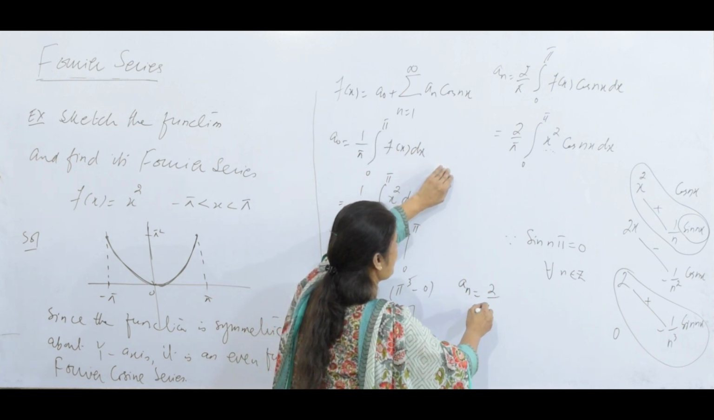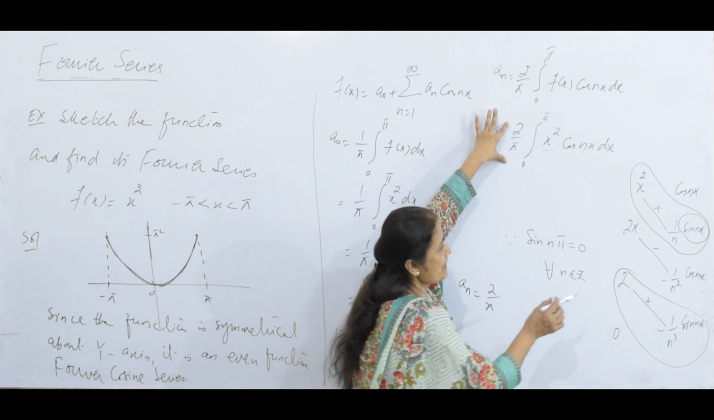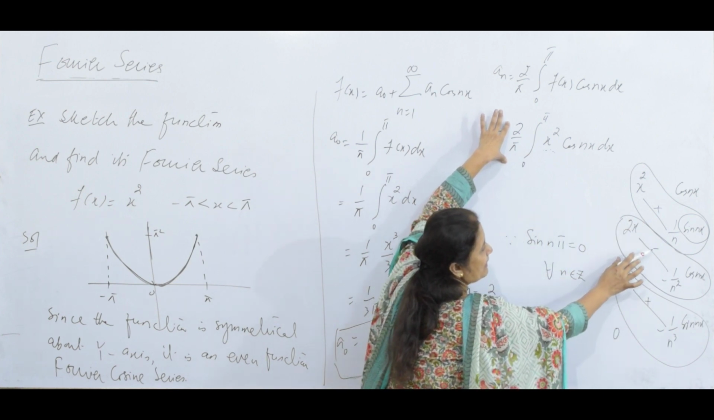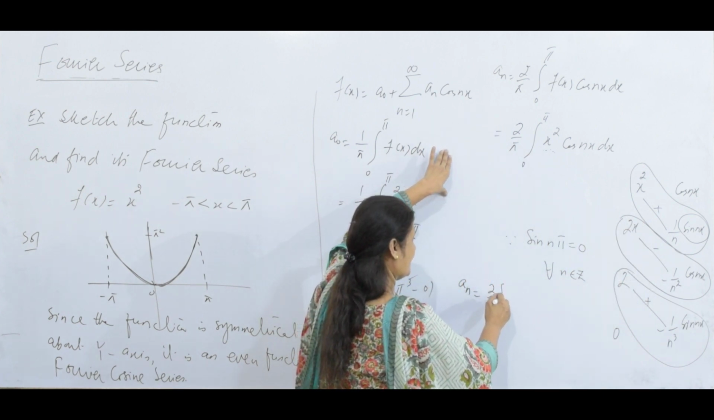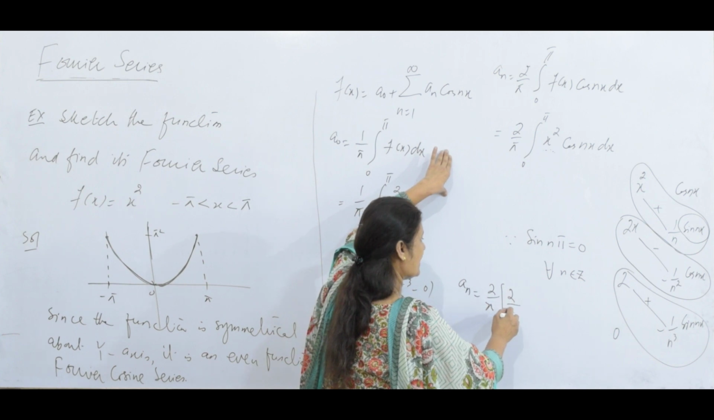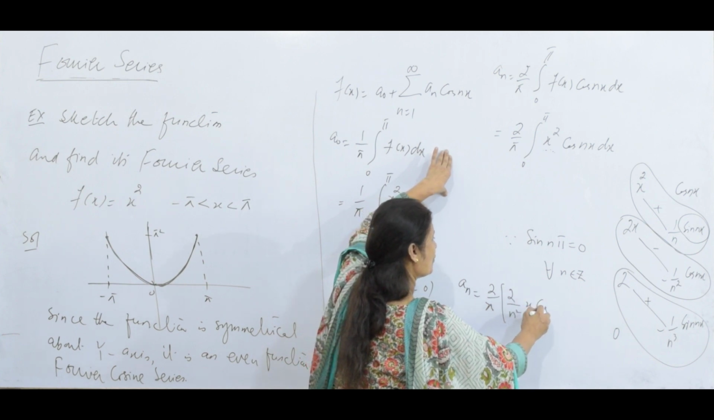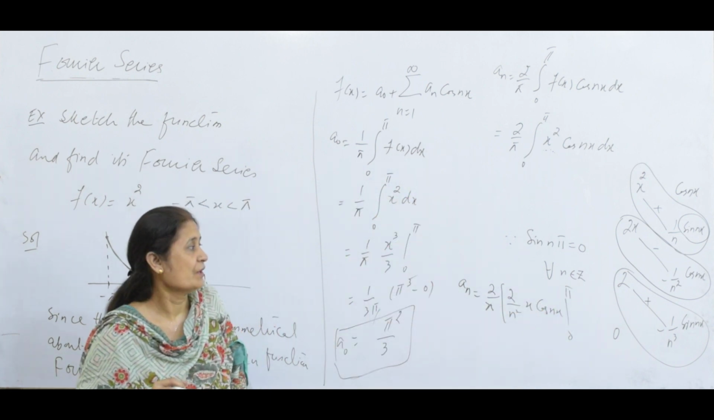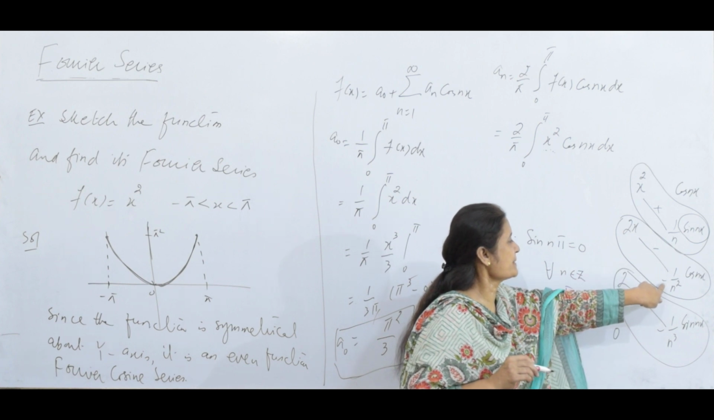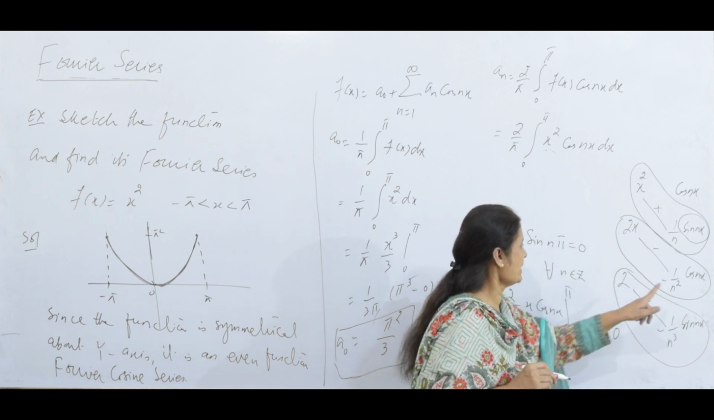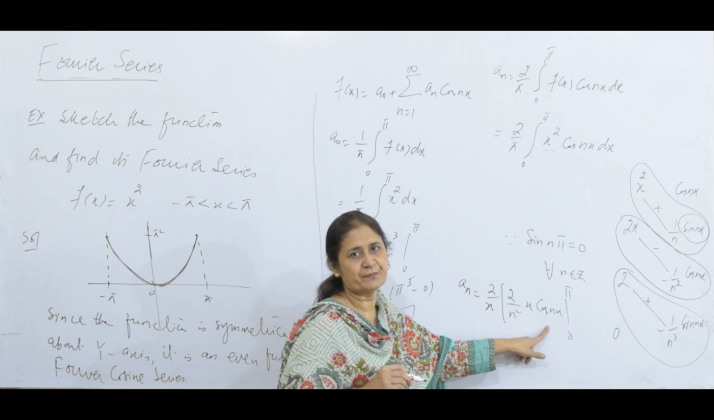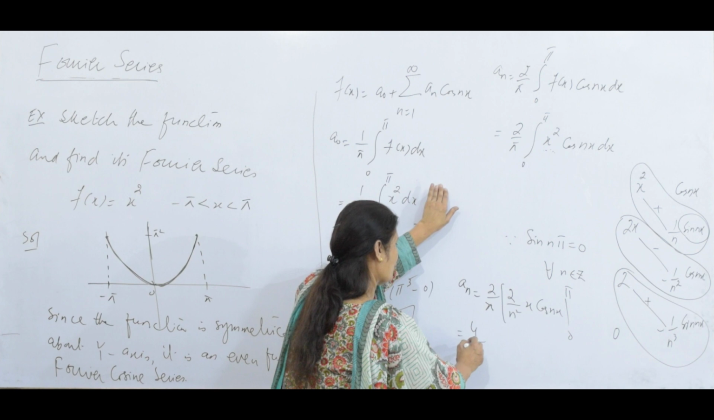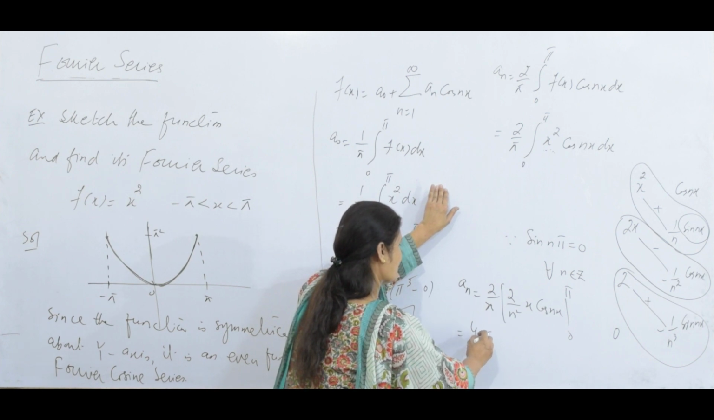a n is 2 by pi, this 2 by pi as it is. So this is remaining. Minus minus plus. Let me have 2 over n square x cos nx. The limits are 0 to pi. This minus and this minus are multiplied, 2x and 1 over n square. So the limits are on x. Let me have 4 over n square pi outside.